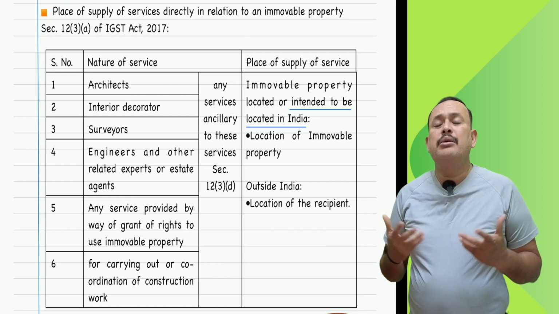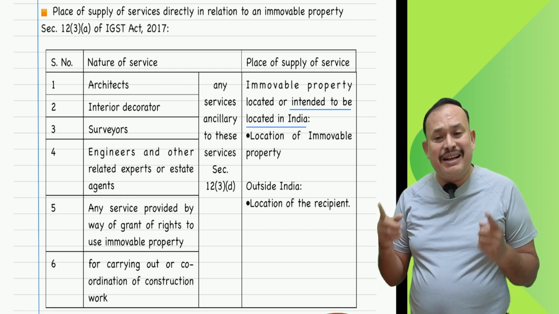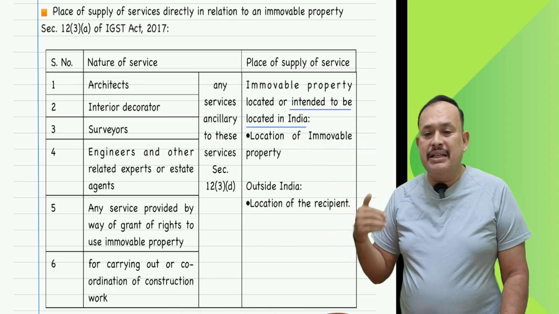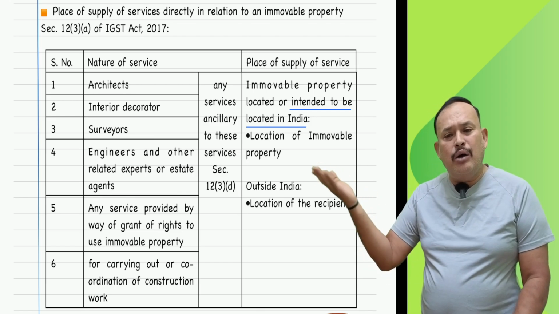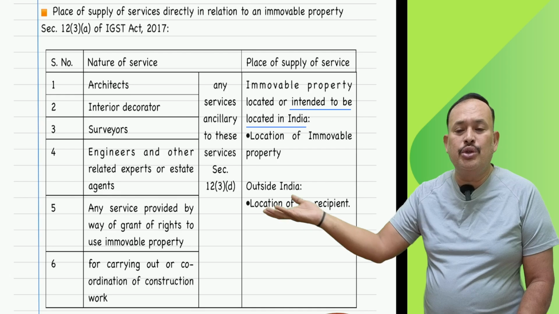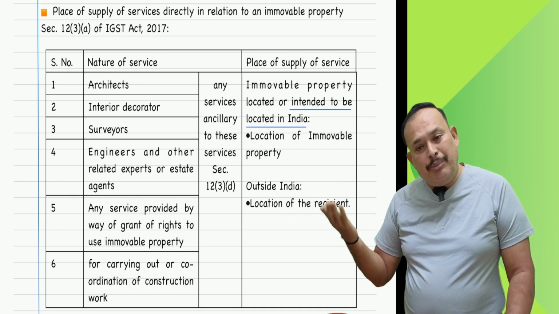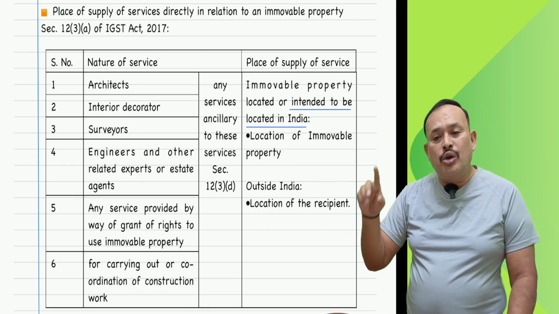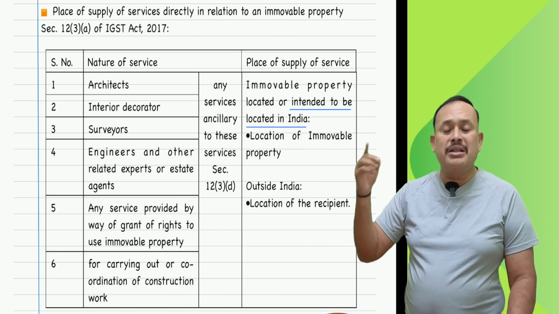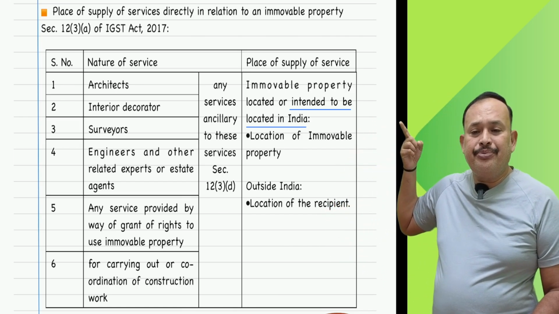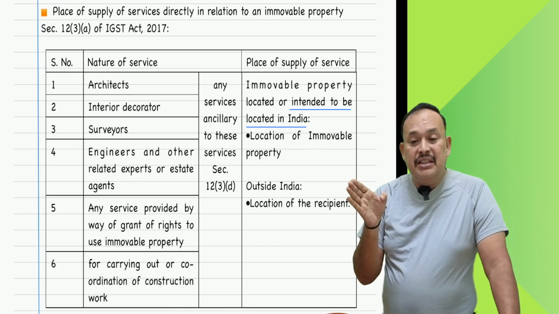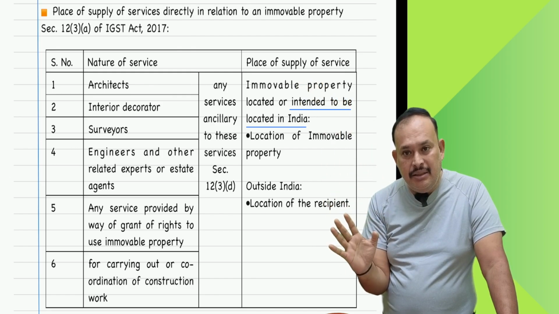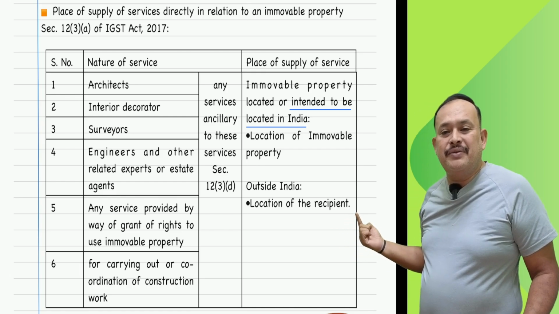Where am I located? Being a supplier of these services relating to property intended to be located in Chennai, I am located in the outskirts of Chennai. Place of supply goes to Chennai. Property located or intended to be located: if it is in India, the location of the property, or where the property is going to be located, is the place of supply. If the property is located outside India, then the location of the recipient is the place of supply.